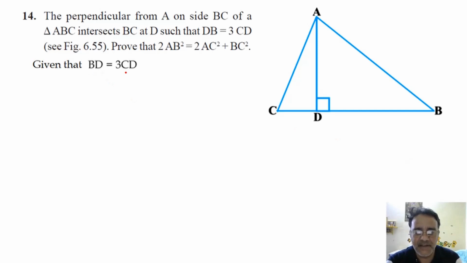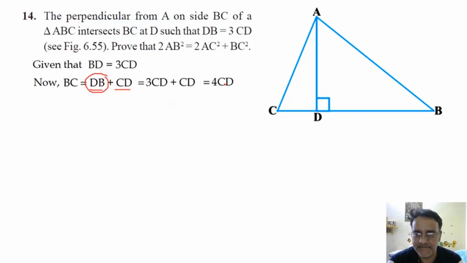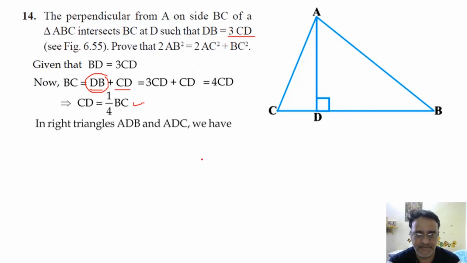So BD is given 3 times CD. Now BC we can write BD plus CD, that is 3 times CD plus CD, 4 times CD. So CD will be 1/4 of BC. If CD is 1/4 of BC, so DB will be 3/4 of BC. ठीक है, that you have to keep in your mind.